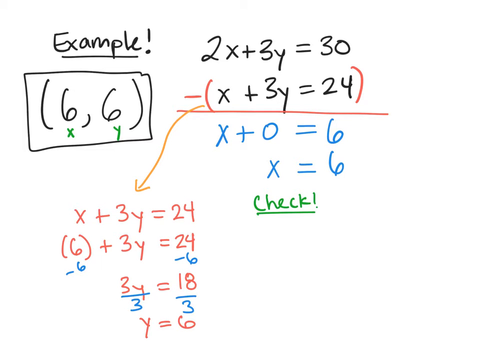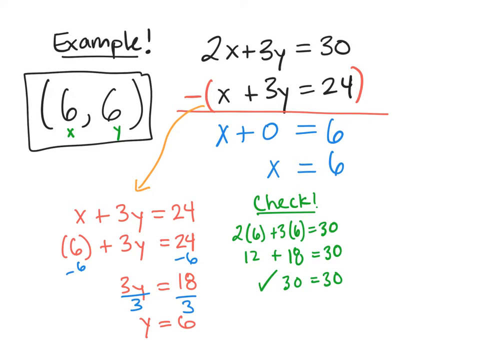So let's start with this top equation right up here. So I'm going to say 2 times 6 plus 3 times 6 equals 30. Y'all, what is 2 times 6? That is 12. 3 times 6 is 18 equals 30. And if I'm doing my math right, 12 plus 18 is, in fact, 30. So that guy checks out.